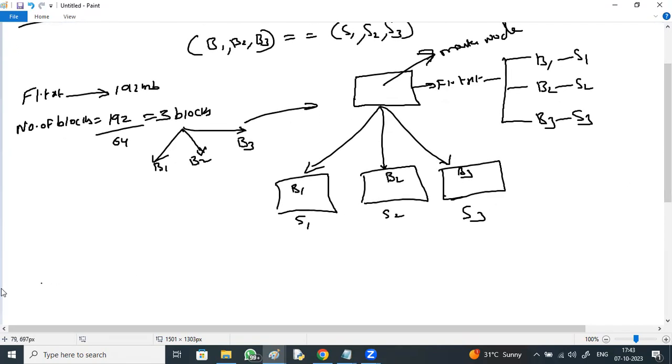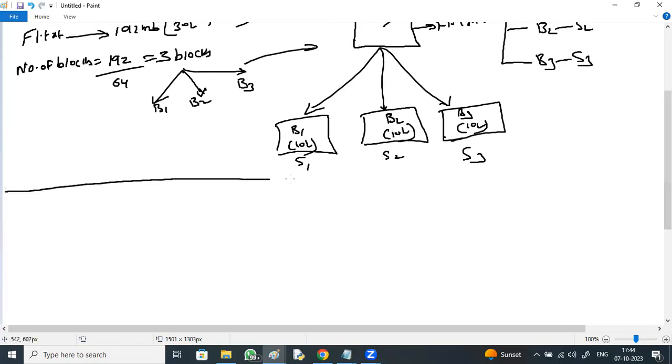Now, that is how the data is stored. Think that in total 3 blocks, 192 MB, hold some 30 lakh records. So assume 10 lakh records in each block. Now, how does the data processing happen?